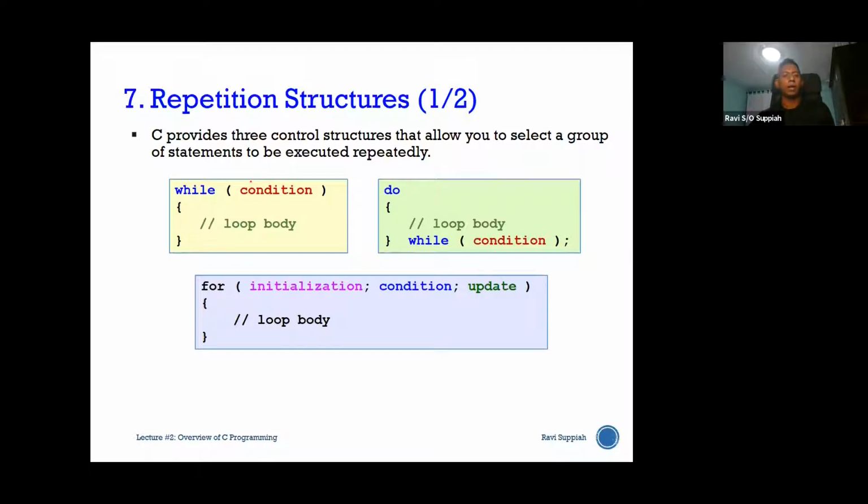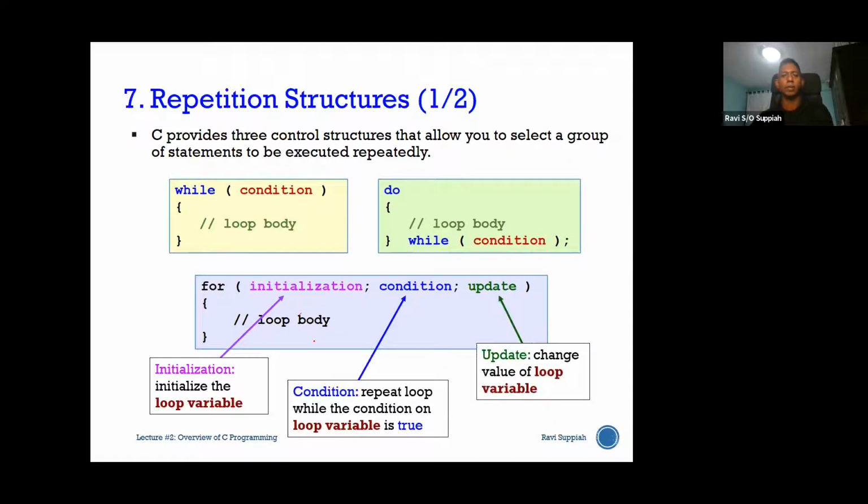Okay, in terms of repetition structures, you have while, do while, and for loop. So these are basically three different ways of writing loops to repeatedly perform some action. So in all cases, you have some initialization, you have some condition, and you have some update. Okay, in while loop and do while loop, you can see that the update and initialization is not shown.